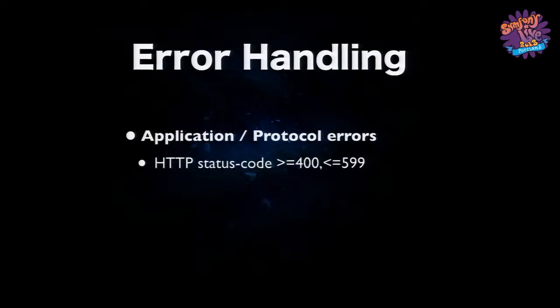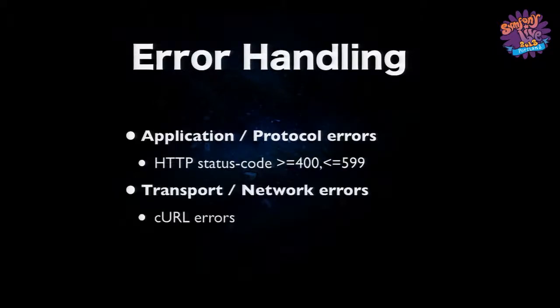Error handling in Guzzle, there are two different types of errors. There are application and protocol errors. And this can happen when you get a 400 or a 500 level response. So that's going to throw a bad response exception. And more specifically, you can get a client error response or a server error response exception. And then also there are transport or networking errors that you can get with curl. So if it times out or you can't resolve the DNS.